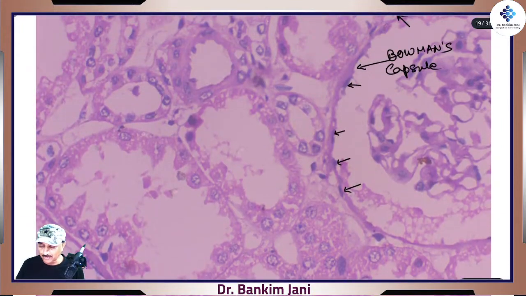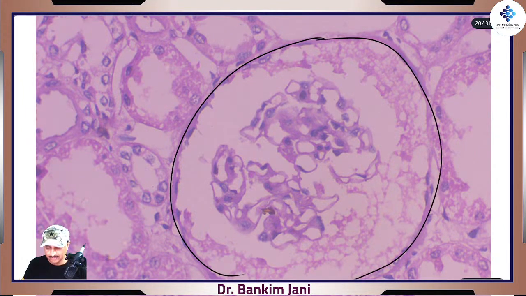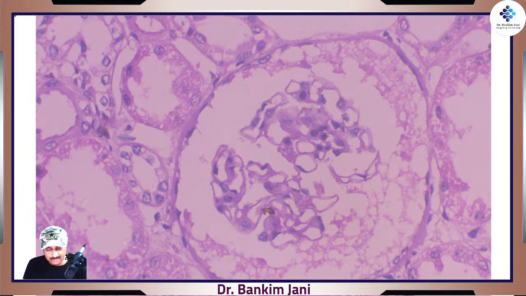It is the same image, I just shifted the focus. I moved my lens to that side so that this whole Bowman's capsule can be seen. And here it is, our whole Bowman's capsule. For your convenience, I'm not writing anything, just marking. These are the flat, dark stained nuclei, single layer, and that's the simple squamous epithelium, right?